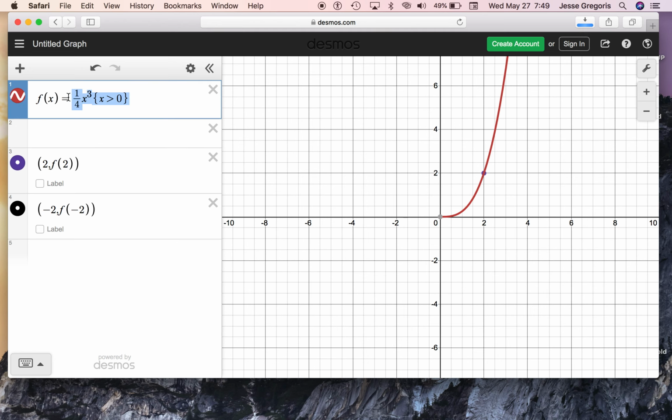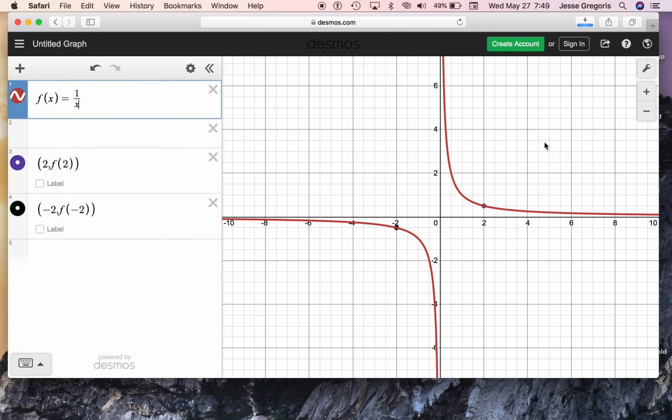Another odd function would be like 1 over x. So this is an odd function. You can see that everything from the upper right quadrant, or quadrant 1, has been rotated down into quadrant 3. If I go across 2 units, I have to go up a half a unit. Whereas if I go back 2 units, I have to go down a half a unit. So this purple point has become the black point when we consider rotation. So that's an odd function, what it looks like graphically.